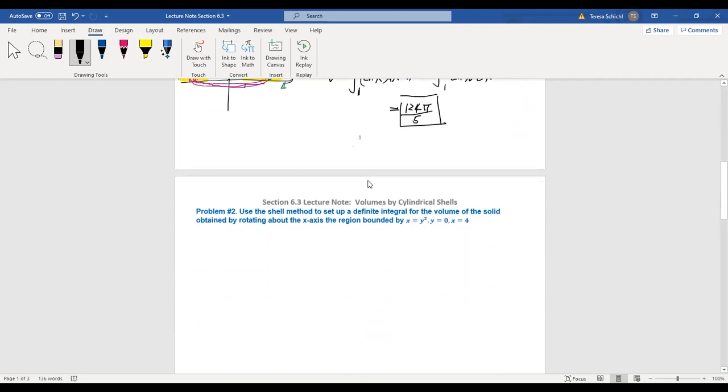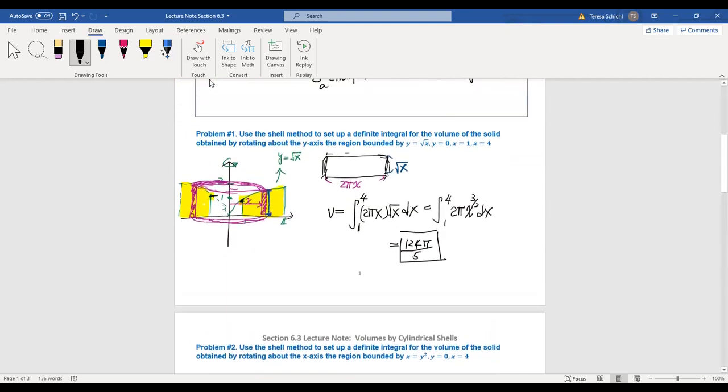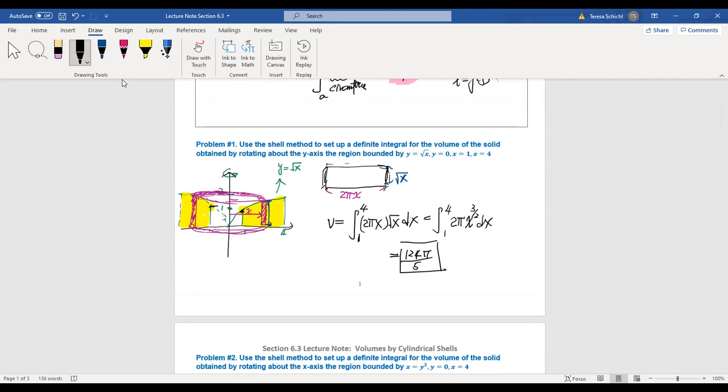Now let's take a look at number 2. Use the shell method to set up definite integrals for the volume of the solid, rotating along the x-axis. I want to emphasize here that with the shell method, when rotating about the y-axis, I'm integrating with respect to x. That's kind of opposite to the disk or washer method we learned before.